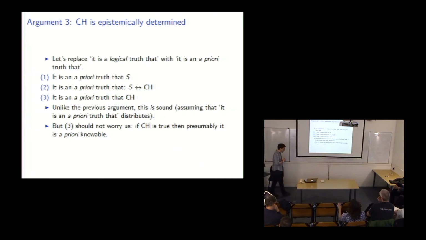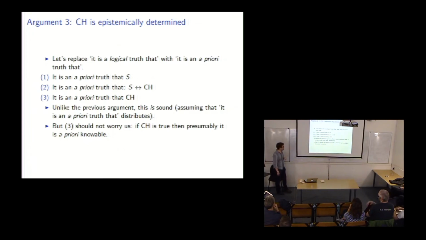But again, let's think about 2 ways that we might try and reach this problematic conclusion. And the first considers the behaviour of the operator "it is an a priori truth that", as opposed to "it's a logical truth that". Now, this argument here: it's an a priori truth that S, it's an a priori truth that S if and only if CH, therefore it's an a priori truth that CH. Unlike the modal argument before, that looks like a sound argument to me, assuming that you can distribute a priority in that way.